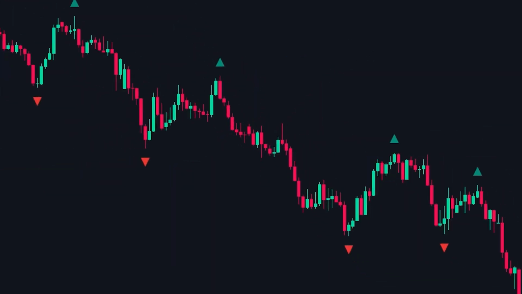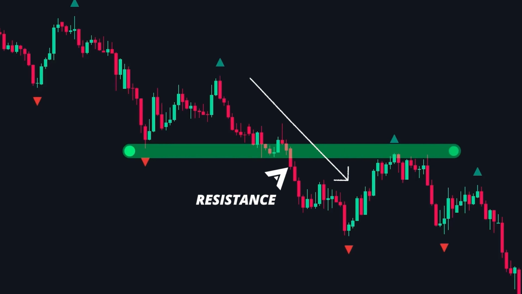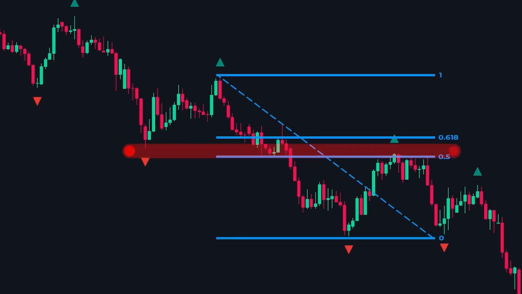Here's another example of swap zone confluence. The price was in a strong downtrend with lower lows. We discovered a reversal point and labeled it as support. The price then dropped, resulting in an impulsive down move that broke the support level and turned it into resistance. We used the Fibonacci retracement tool on this impulsive move.